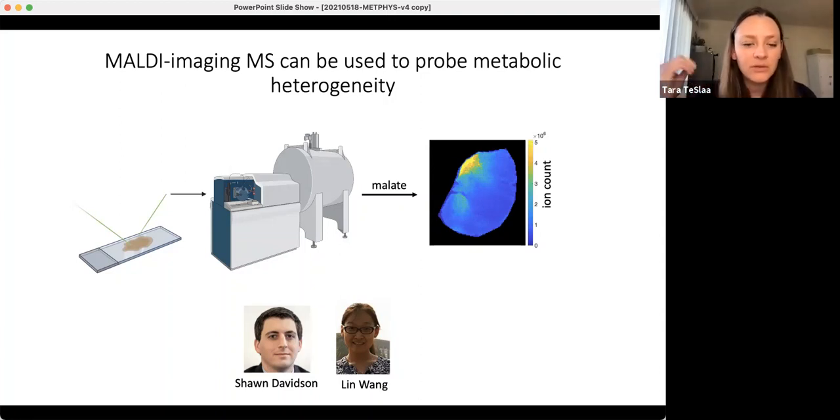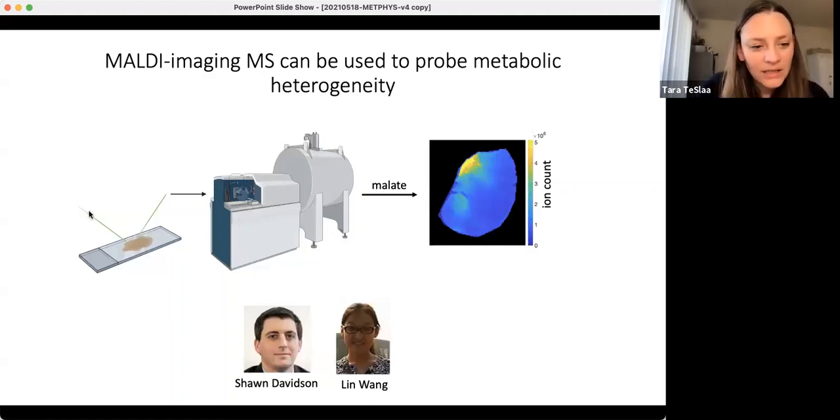This is in collaboration with Sean Davidson, who's a Louis Sigler fellow at Princeton, and another postdoc in the lab, Lin Wang. MALDI stands for Matrix Associated Laser Desorption Ionization. Basically, we take a tissue slice and deposit a matrix on top of the tissue, and this matrix aids in ionizing metabolites within the tissue. So we can excite the tissue with a laser, ionize metabolites, and those metabolites can go into the mass spec and be measured just like traditional mass spectrometry.